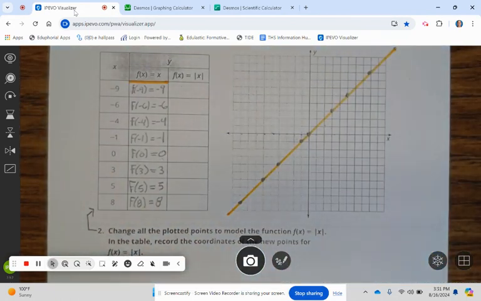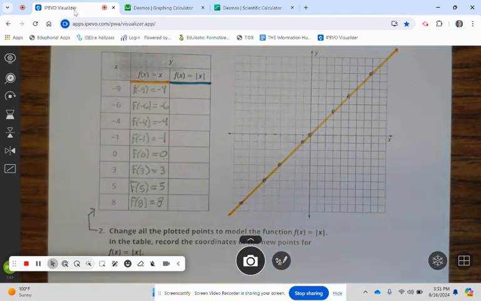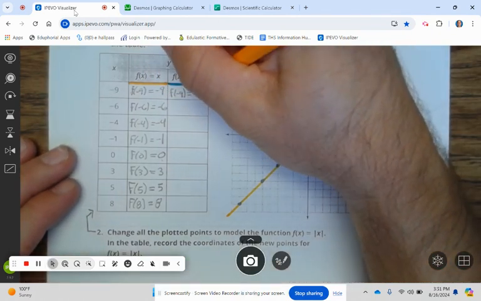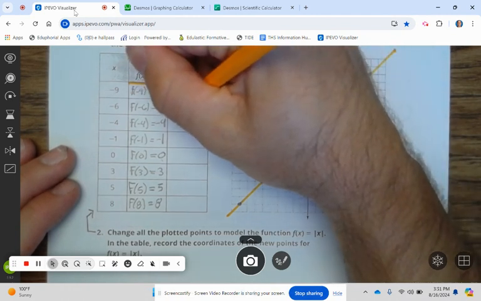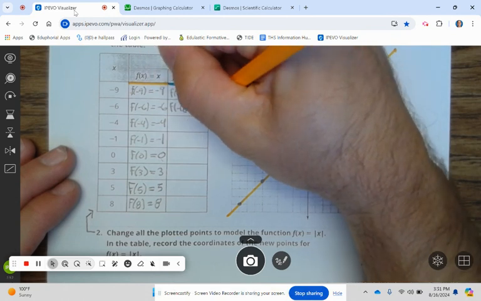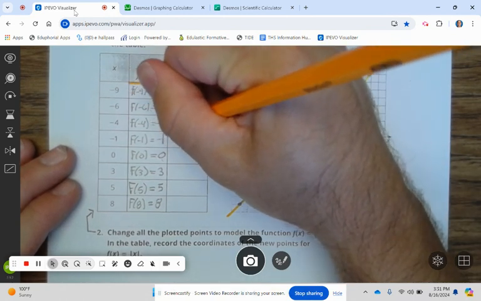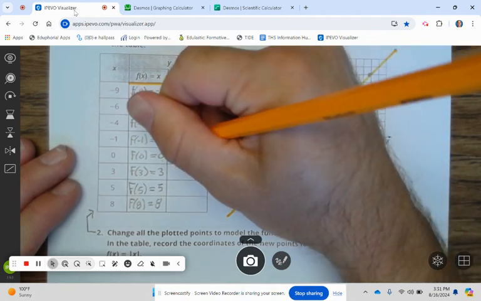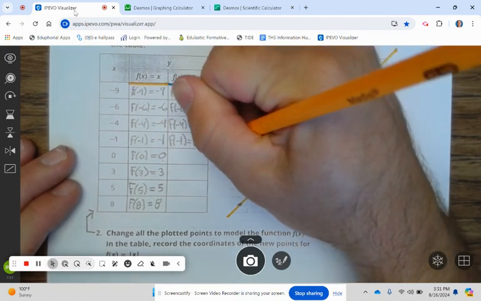All right. Let's go ahead and graph this in blue. So f of negative 9 equals the absolute value of negative 9, which equals 9. f of negative 6 equals the absolute value of negative 6, which equals 6. f of negative 4 equals the absolute value of negative 4, which equals 4. f of negative 1 equals the absolute value of negative 1, which equals 1.